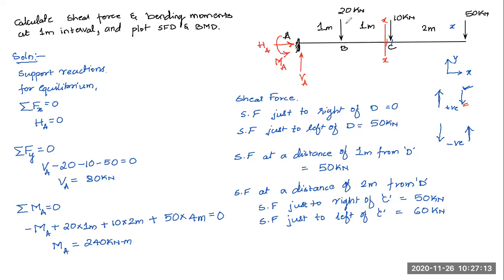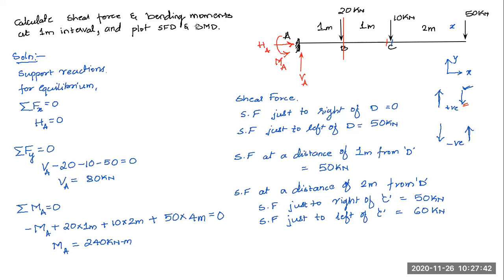Okay. Next, again, I'll have to move by 1 more meter. Okay, that is the interval given to me. So I'll move my section by another 1 meter, where I'll reach point B. Okay, so at point B, I'm having a concentrated force. So whenever I come across concentrated force, I'll go for checking to the left of that force and to the right of that force.